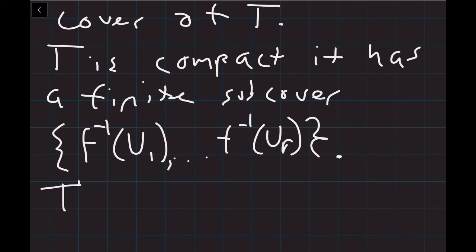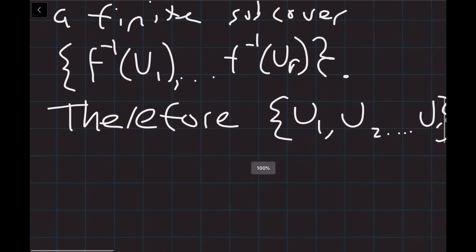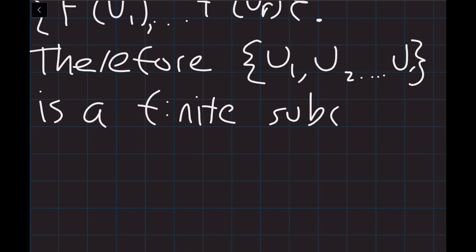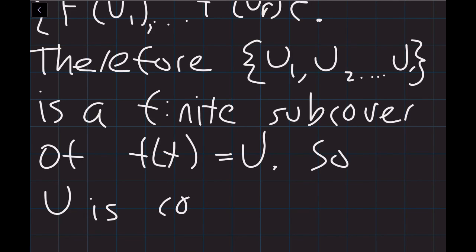And now, therefore, our set of U's, which are the open covers that we defined earlier, U sub R, is a finite subcover of f of T, which is our codomain U. So now we know that U is compact. U is compact.